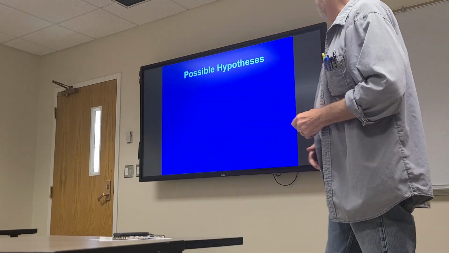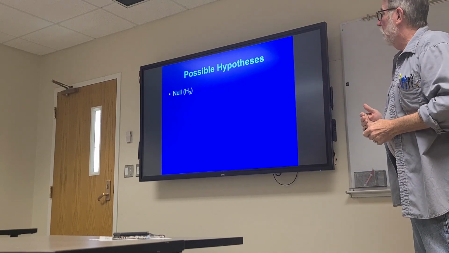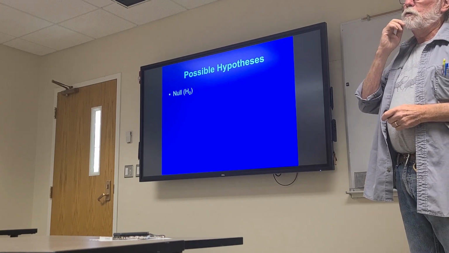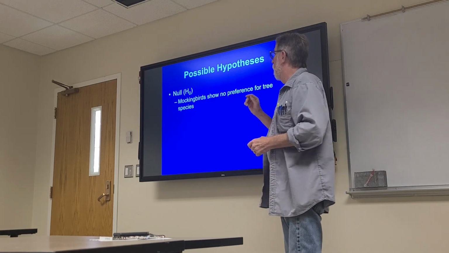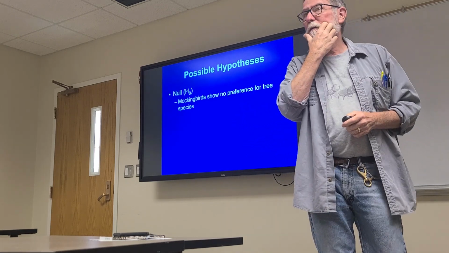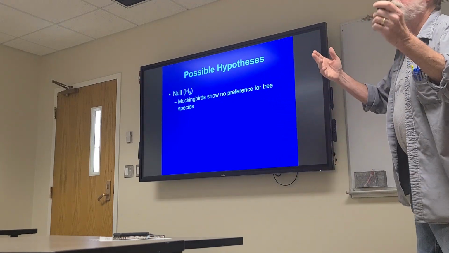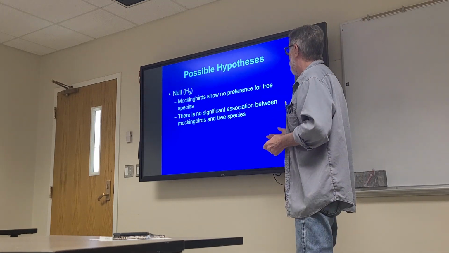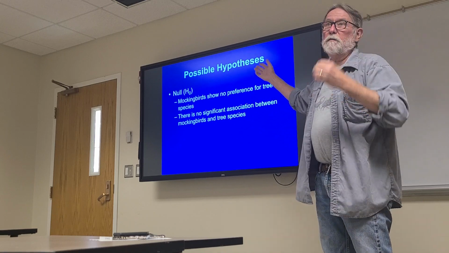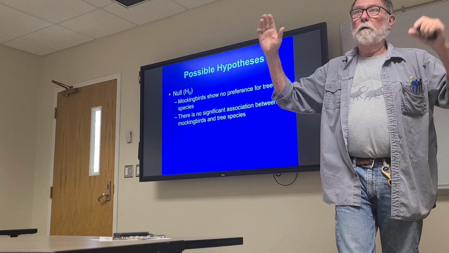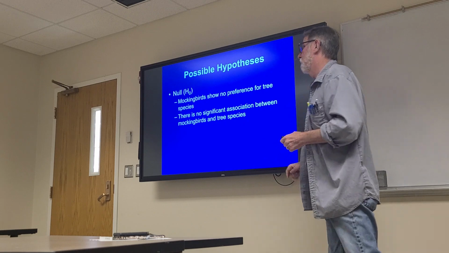So, the possible hypotheses with chi-square. The null hypothesis, of course, is the one we're trying to shoot out of the water. The null hypothesis is mockingbirds show no preference to tree species. They don't care what tree they're in. They're in a tree, and that's it. Another way of phrasing that: there's no significant association between mockingbirds and tree species. Those are just two different ways of saying the same thing, and I didn't want to constrain you to just one. So this is the null hypothesis.